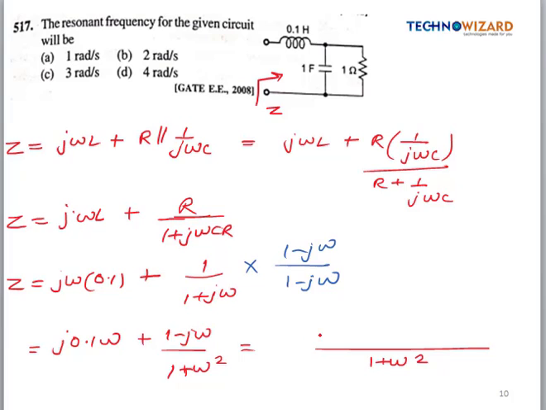So this will be equal to j 0.1 omega into 1 plus omega square plus 1 minus j omega. Okay, so now this can be written as 1 minus j omega plus j 0.1 omega into 1 plus omega square, divided by 1 plus omega square.